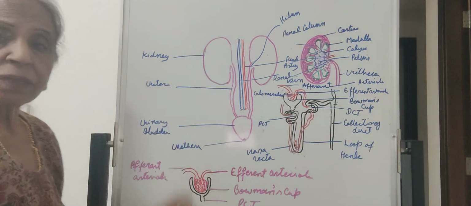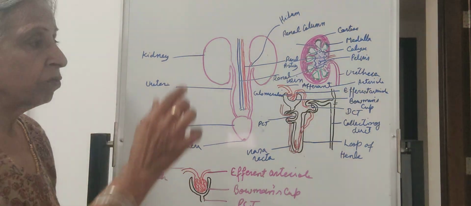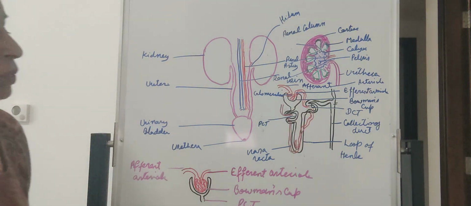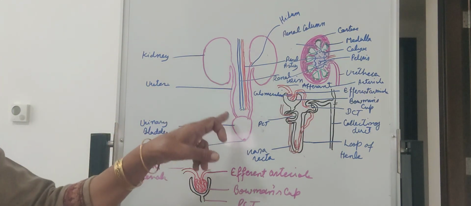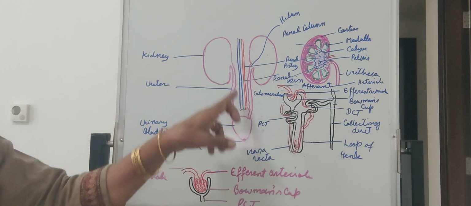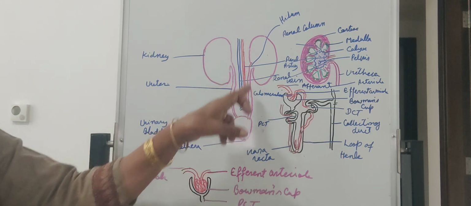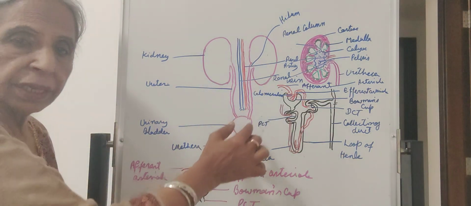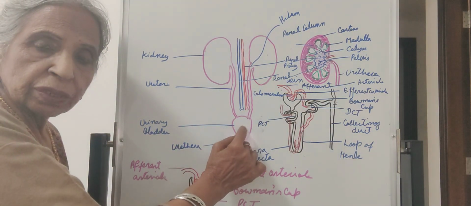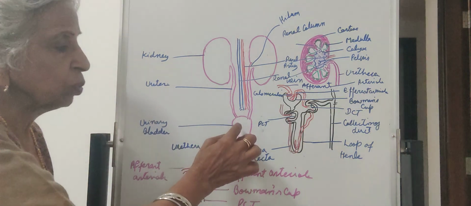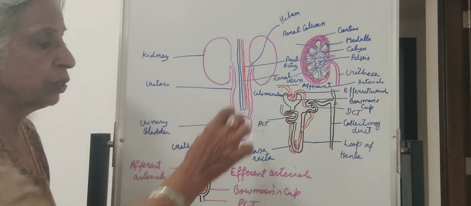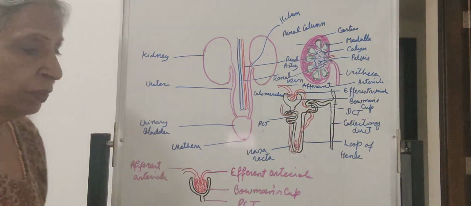Their width is 5 to 7 centimeters. Their thickness is 2 to 3 centimeters. From each kidney, there arises a tube-like structure called the ureter. The ureters of both kidneys open into the bladder, called the urinary bladder, where the urine is stored for some time.